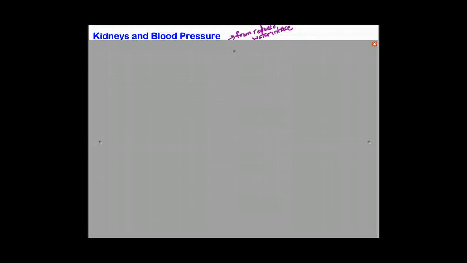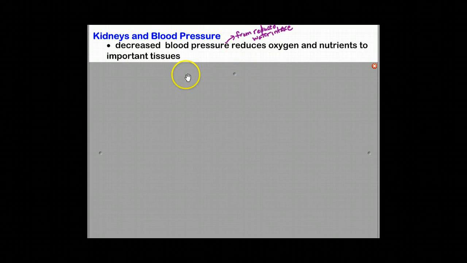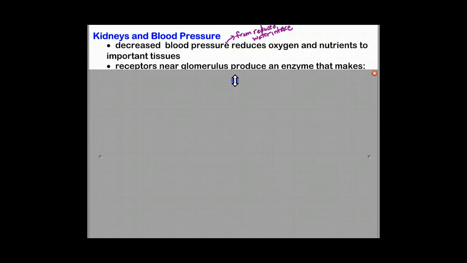And another thing that's happening while we have a decreased amount of water in our body is that our kidneys are affected and sense that change in blood pressure. As soon as we are lacking water in our body, our blood pressure decreases and reduces oxygen and nutrients to important tissues. So why does our blood pressure decrease? This is one of those feedback mechanisms. From the reduced water intake, the pressure of our blood flowing through our body has decreased because we've got less water content.